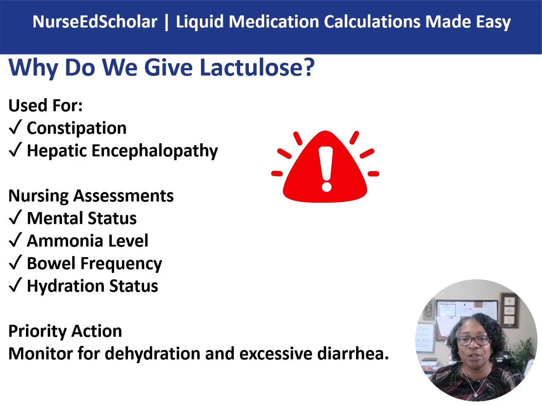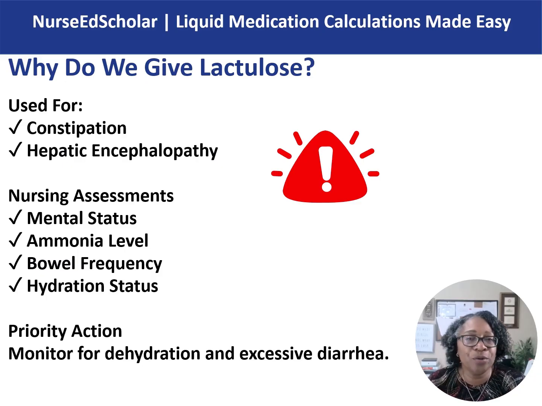So why do we give lactulose? Lactulose is used for constipation, but in the hospital, you may see it for hepatic encephalopathy. With hepatic encephalopathy, the liver isn't clearing the toxins effectively. So lactulose kind of reduces that ammonia buildup that's causing confusion in your patient through the GI tract. So it'll remove ammonia through your stool. And so lactulose helps you go and pull the ammonia with it.